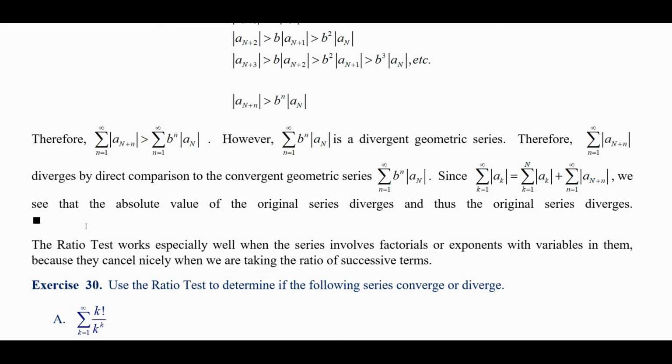Now the ratio test is a really nice test for us. We're going to use it quite a bit. It works especially well when the series involves factorials or exponents with variables in them, because we can get a lot of nice canceling out when we look at ratios of successive terms.